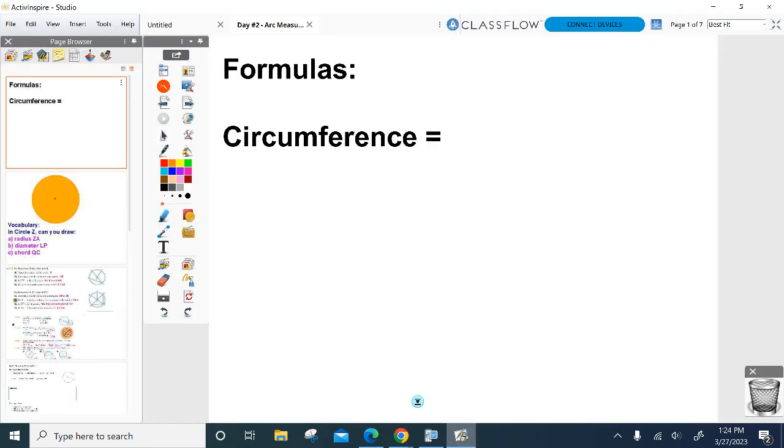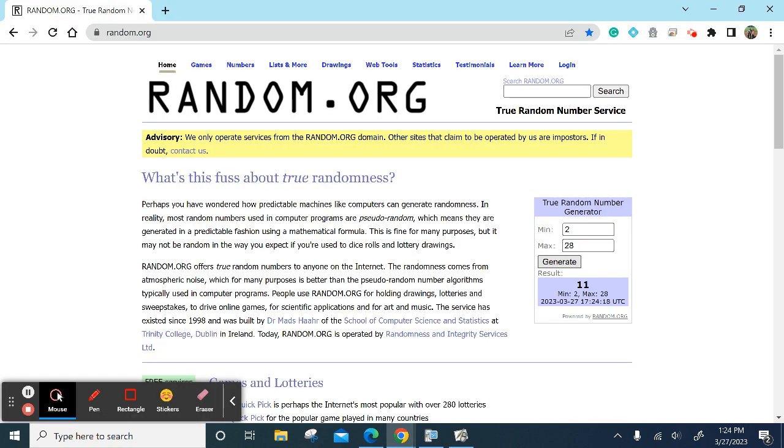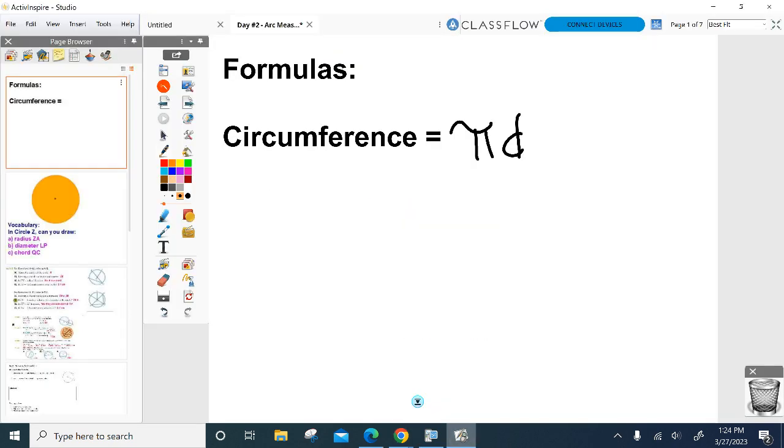Start us off. Circumference formula. Pi times diameter. Pi d. And that letter D stands for, in a circle, diameter length. Good. No issues there. I'm going to add on another formula today by the end of class.